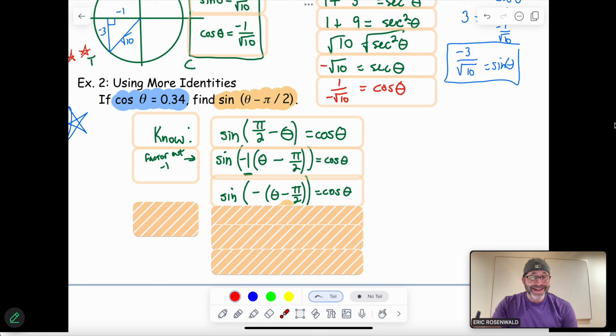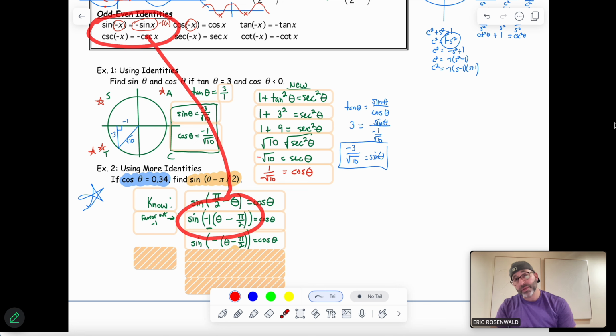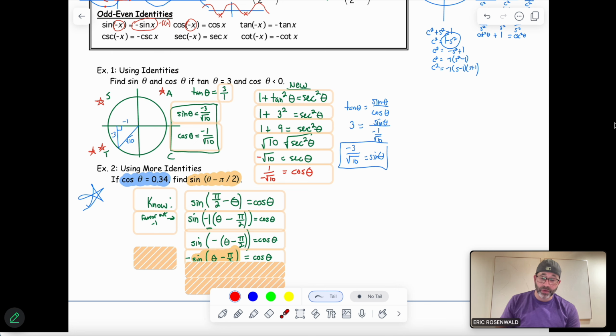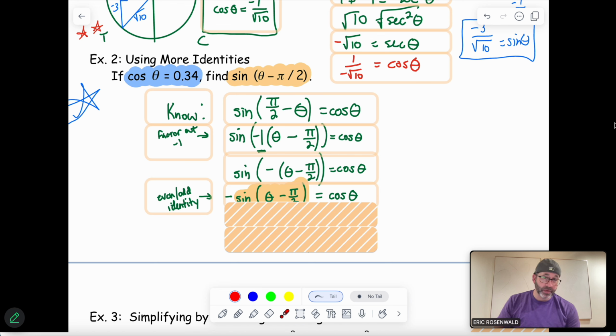Well, that negative that's in front looks very much like another identity that we have up above. If I look at this right here and I look at this identity up at the top here, you can see that these are the same identities going on here. That when we have a negative on the inside, that negative can actually get moved to the outside. And so we end up with this, okay? And so this is the even odd identity that we just worked with at the top there.